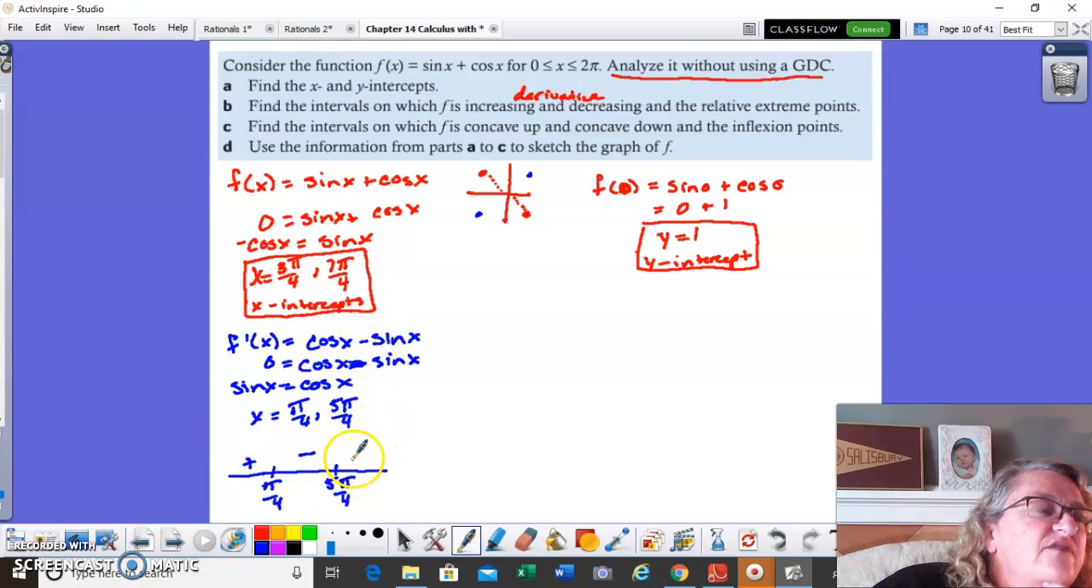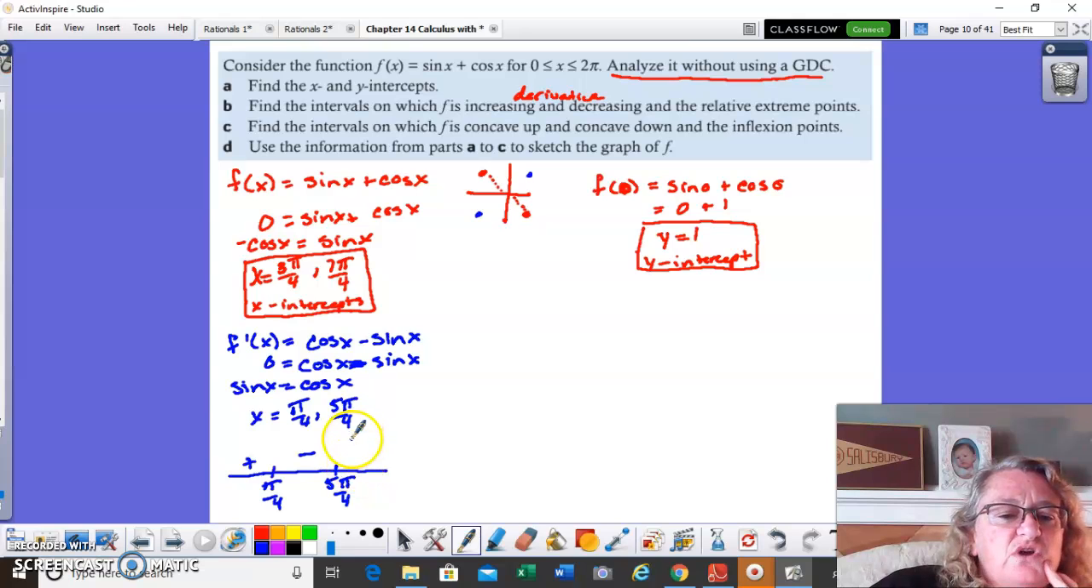5 pi over 4, we could take that up to, let's take that to like 270, or 6 pi over 4, or 3 pi over 2. Okay? So I'm just thinking about the 270. I'm thinking about this spot down here.